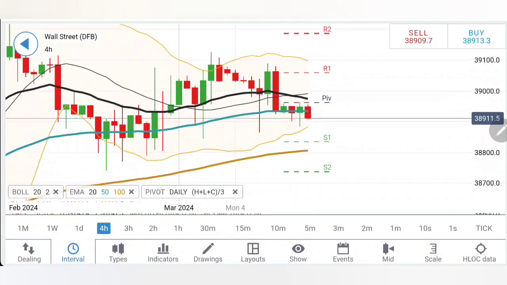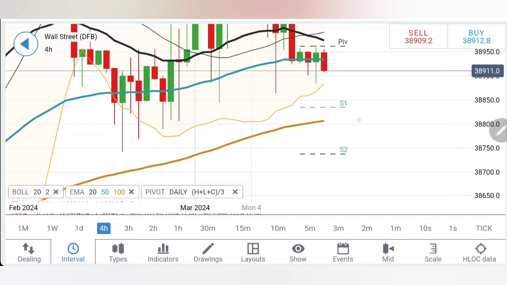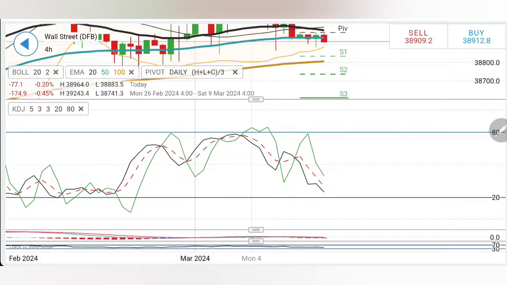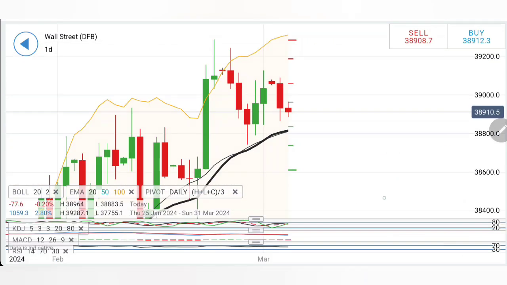Similar observation here on the 4 hour charts as well. Look at what it is trying to form, a wall here, with lower lows. So yes, the possibility for a stronger bearish candle exists from here, which can take it down towards 38,800. Be mindful of this. Stochastic looking downwards, MACD bearish, RSI looking down. Coming now to the daily charts.